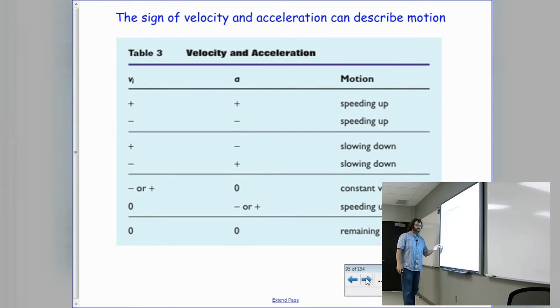If it starts with 0 velocity and has a positive or negative acceleration, that means it started at rest and then is speeding up from there. Finally, if both the velocity and the acceleration are 0, then it's just staying at rest, not doing anything. So I think this, again, is a very useful table. Sometimes we have trouble thinking about positives and negatives and the direction component of velocities and accelerations. But with this information, we can analyze what an object would be doing.